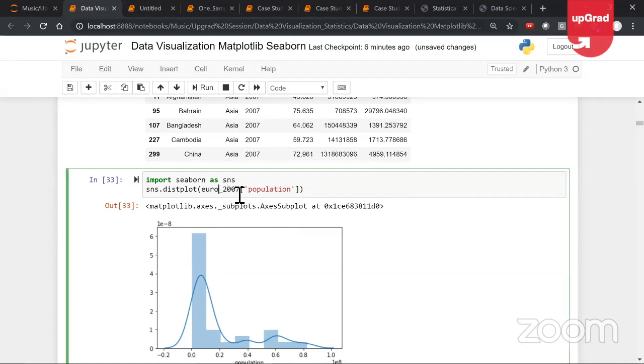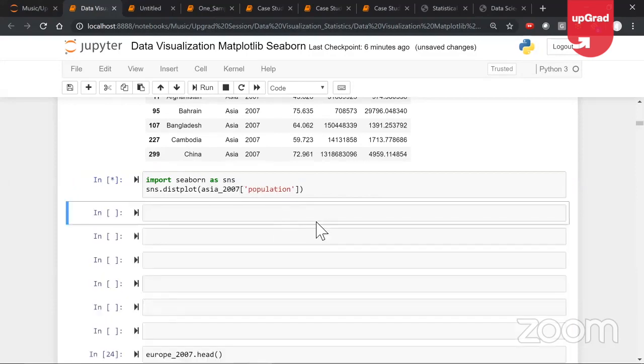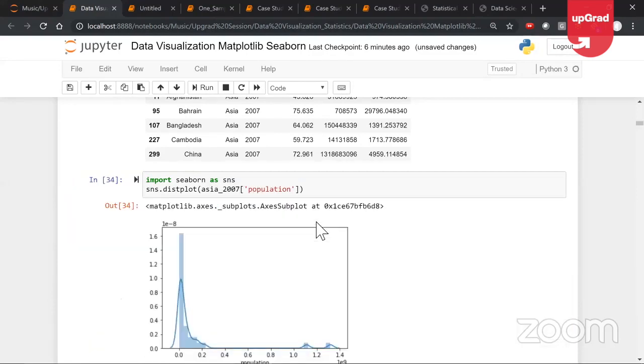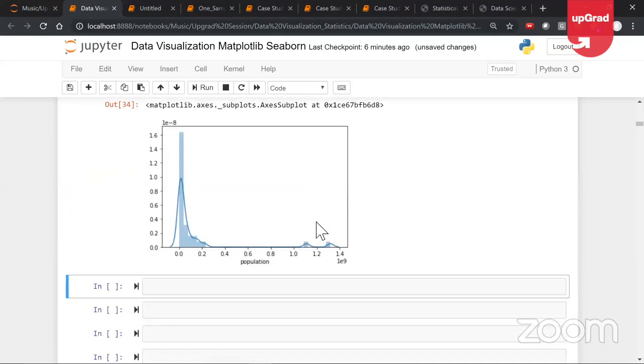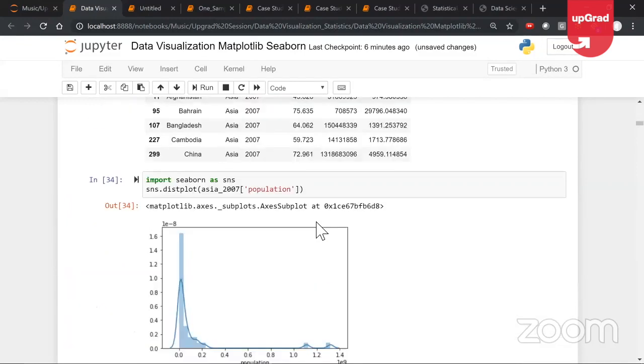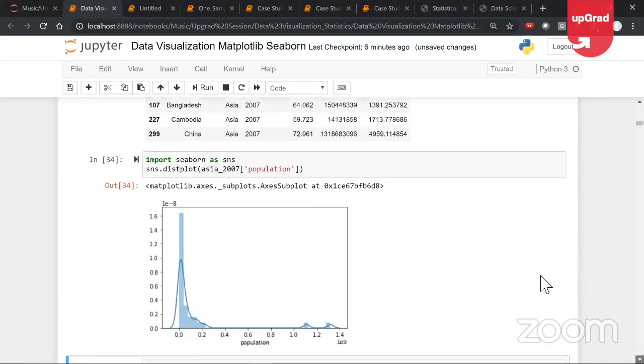Okay. Now my question is, if you look at Asia population, it is extremely right skewed. What do you do with this data right now? How do you correct this skew? See, oftentimes in data science, you would have learned that this kind of distribution is bad. Having such skewed distributions is bad. So what do you do here?